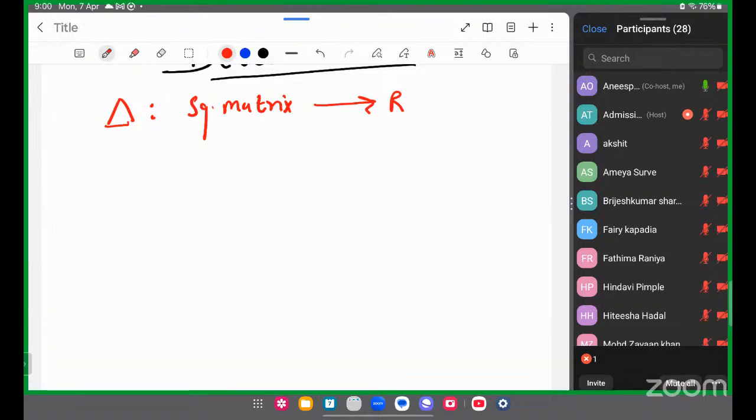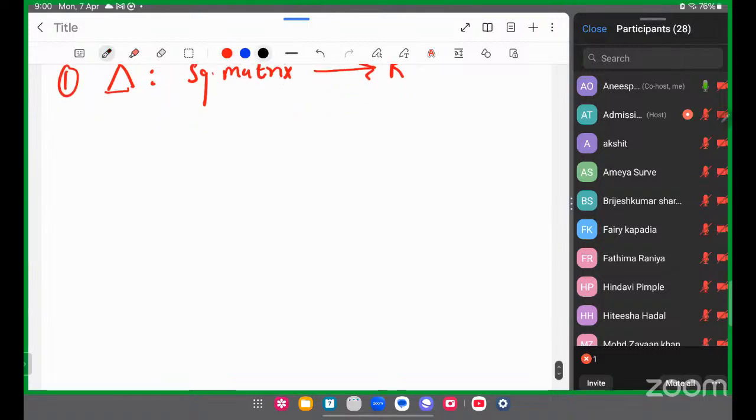Second important point is the concept of determinant is valid only for square matrix. We cannot find out the determinant of any other matrix. It is only square matrix for which we will discuss determinant. Now, next point is how to find out the determinant. So let's start with the simplest square matrix.